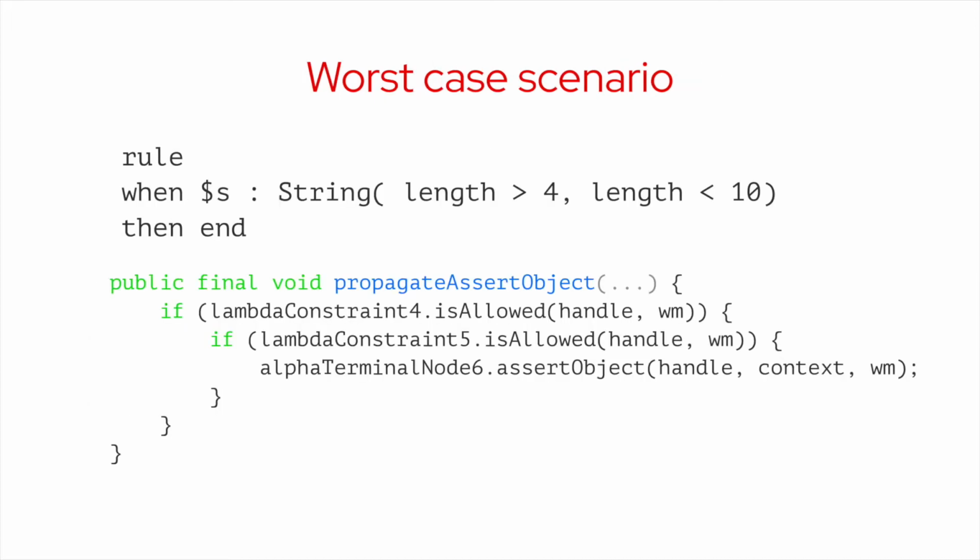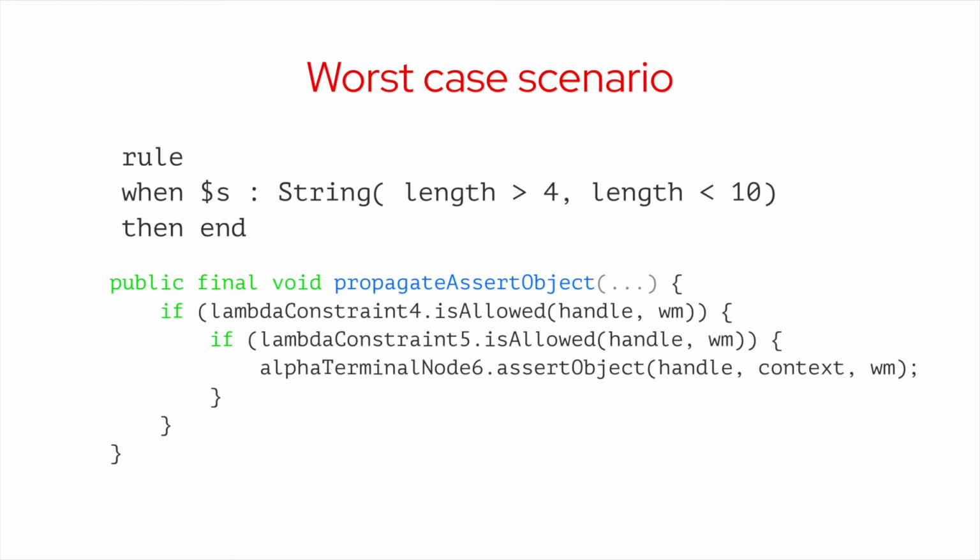Given this rule, when there is a string that has a length greater than 4 and smaller than 10, and we assume that these constraints are indexable, it will generate this code, which is basically a Java nested if using constraints instead of if conditions. As you can see here, there are no alpha nodes in this propagate assertObject compared to the non-materialized version. The constraints are unwrapped from the alpha node and set as a field of a class.